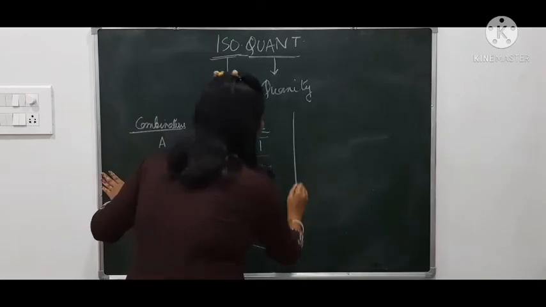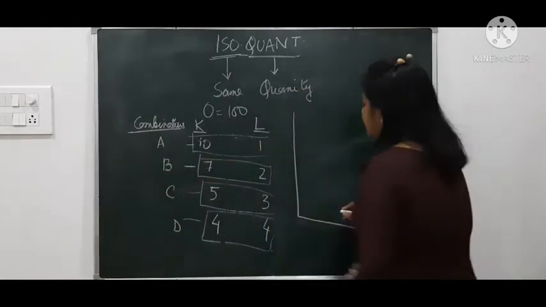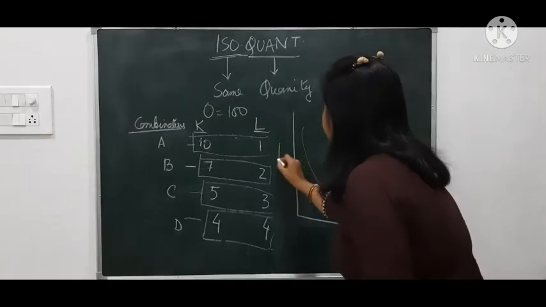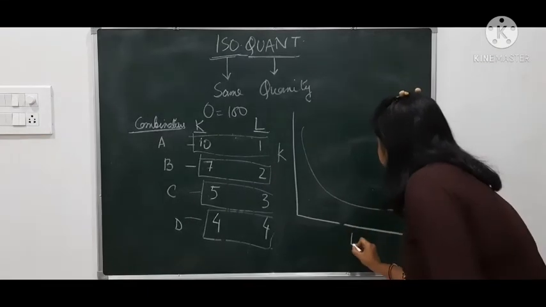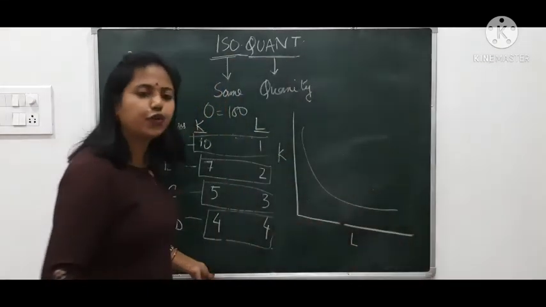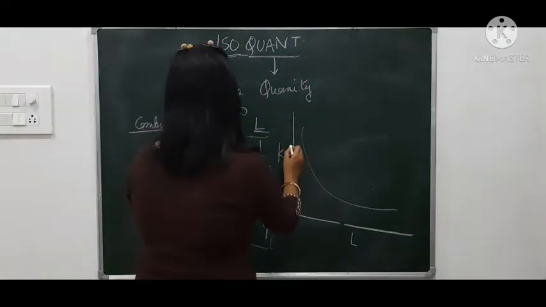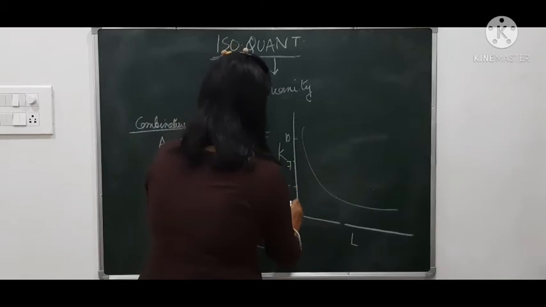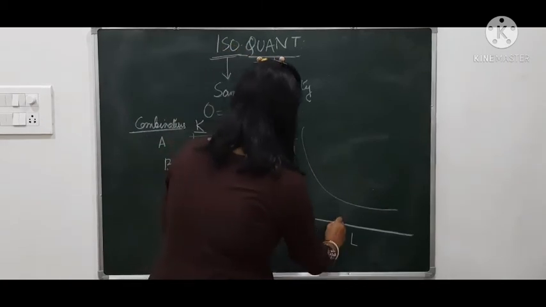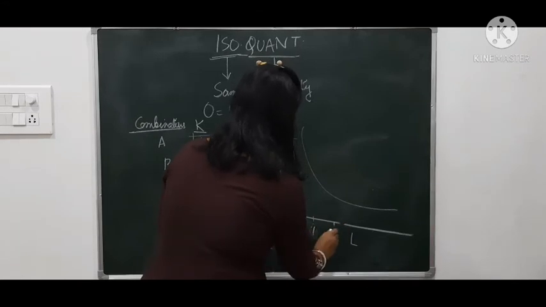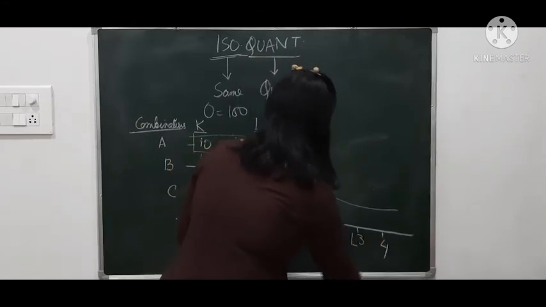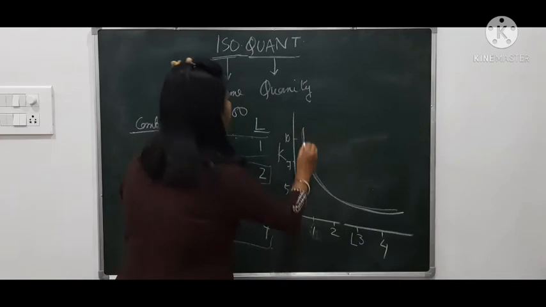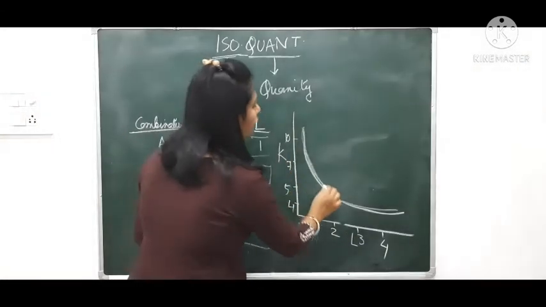If I show you the same thing graphically, suppose this is your capital K and this is your labor L. I am showing you the combinations. Suppose here I have 10, 7, 5, 4, this way. So you have 1, 2, 3, 4, like this. Now if you plot these combinations, the graph will look like this.